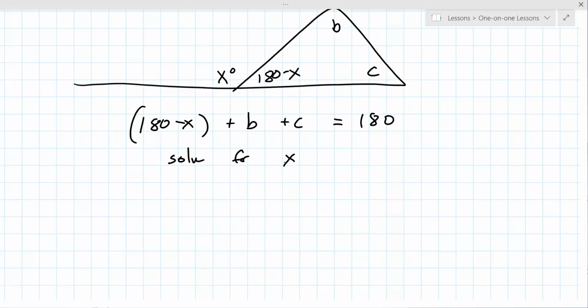Solve for x. Yeah, I'm still really confused. It just doesn't make any sense to me. Wait, so we should have 180 minus x equals 180 minus b minus c.